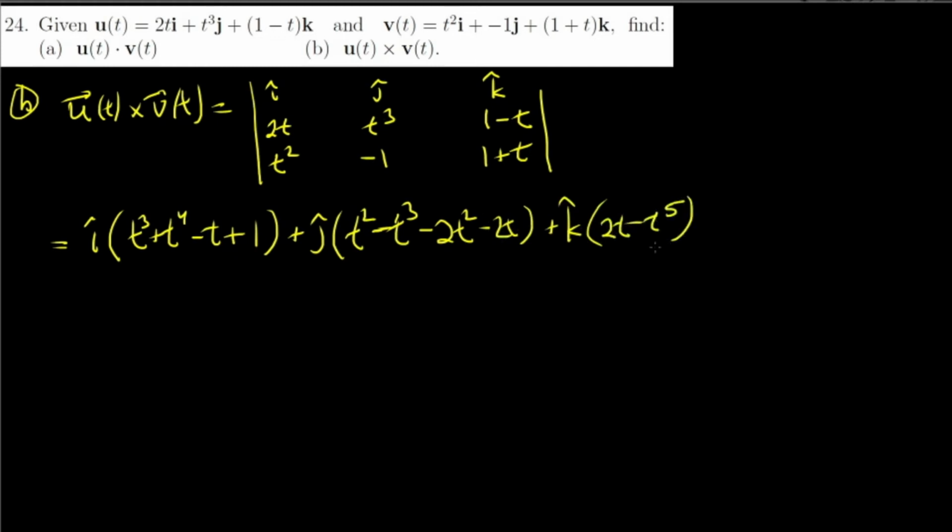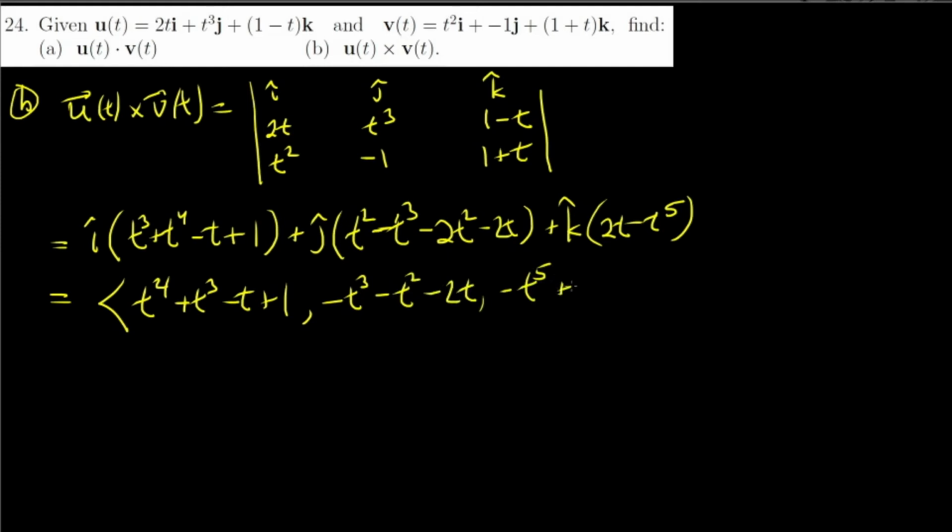That was an easy one. But we can simplify this a little bit. How about if I just write it in component form? t to the 4 plus t cubed minus t plus 1. And then the second component will be negative t cubed minus t squared minus 2t. And then negative t to the 5th plus 2t. So I hope that's right.